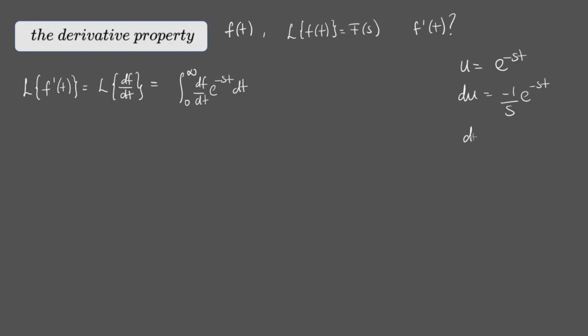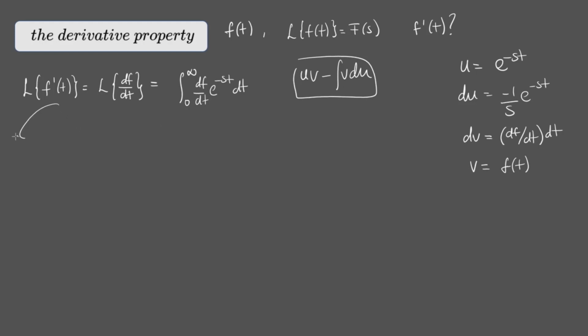Okay, dv is f dt. Therefore, v is f as a function of time. Throw this bad guy inside. So that's going to be, recall, uv minus the integral of v du. Okay, throw this back in.